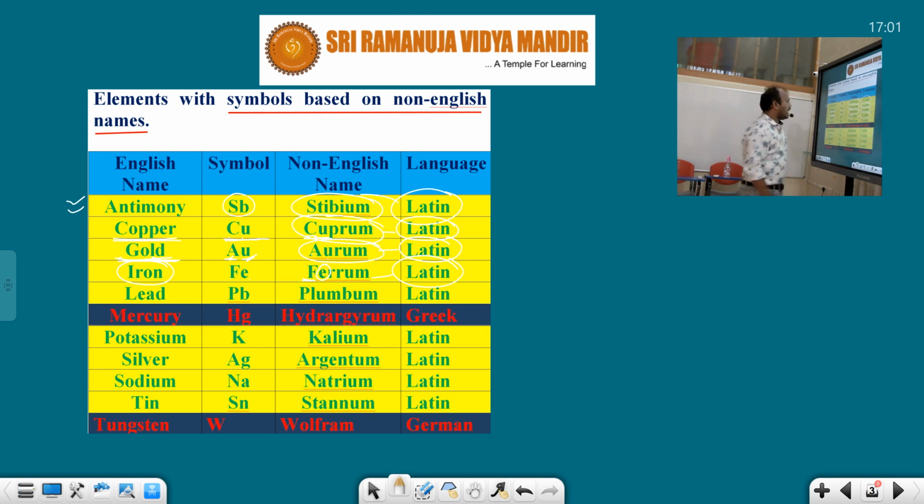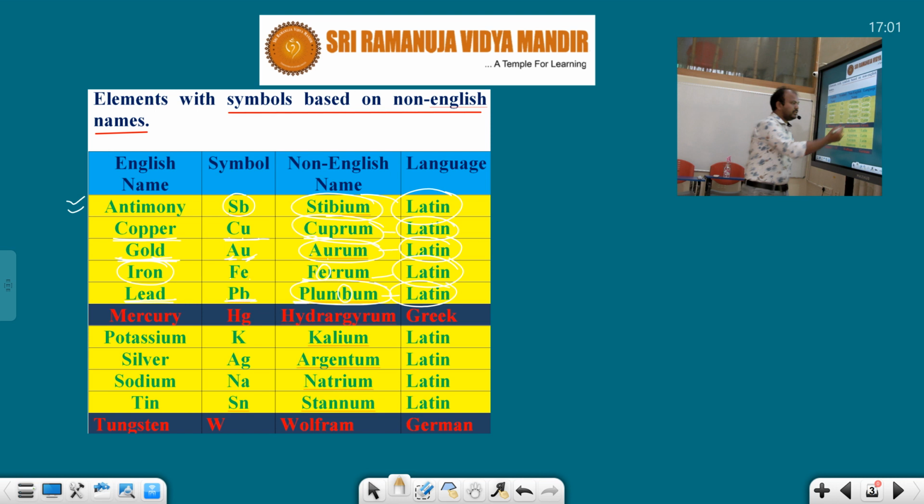After that, lead. But there is no P appearing here, because in this symbol Pb will be there. There is no P and no B in the English name of lead. But how does it come? Because it is derived from the Latin word plumbum. Plumbum, first letter P. The prominent letter taken here is B. Pb, plumbum. We call it lead according to the English name, but actually that name is plumbum.